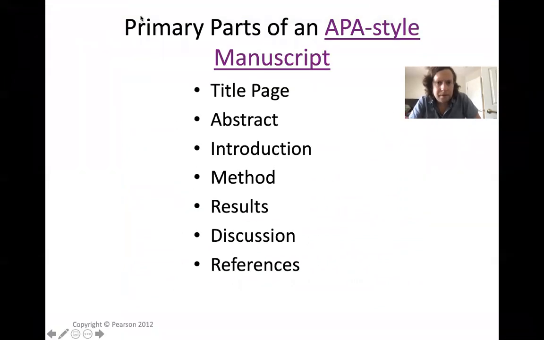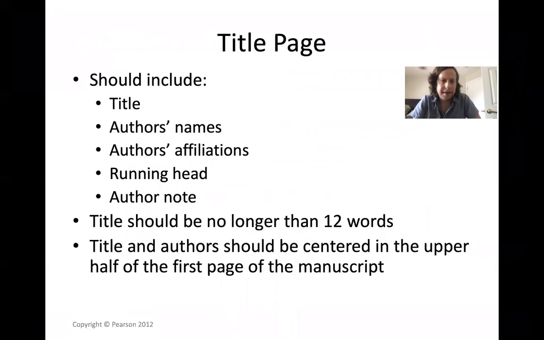So the things we're going to talk about briefly today: the title page, abstract, introduction, method section, results section, discussion, references. You're going to be doing all of these for your APA style paper. We'll start with the title page, which includes these things: title, author's name, author affiliation. The author affiliation is basically University of Kansas. You guys will be the author, and everyone here is University of Kansas. A running head, I'll show you that here in a second, and an author note, I'll show you that.